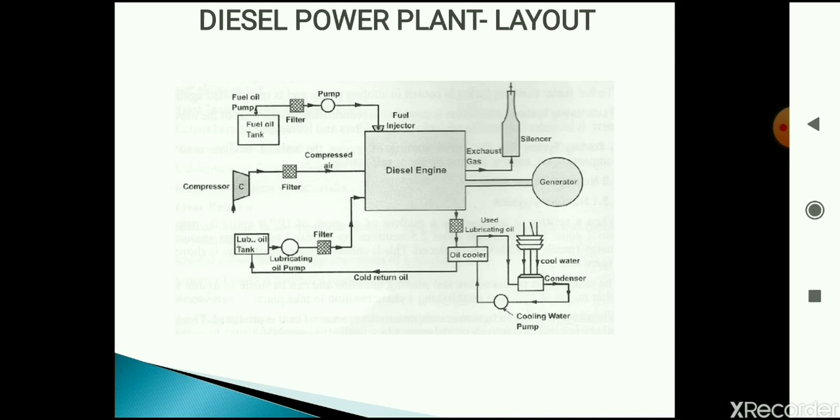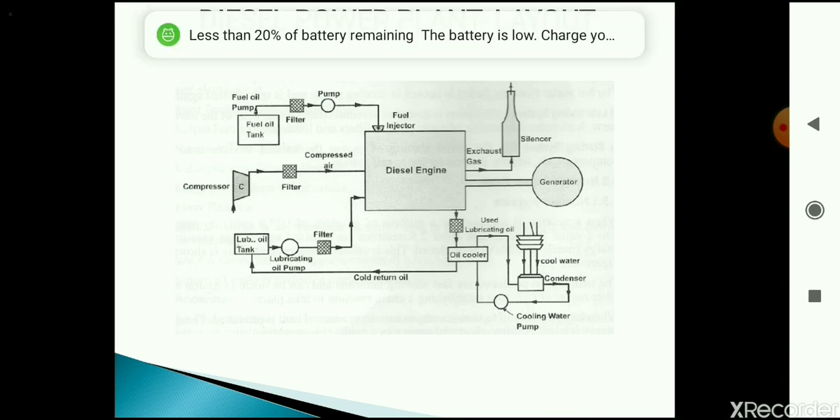Compressed air is supplied to start the combustion with the help of the air compressor. Lubricating oil is supplied with the help of the lubrication oil pump through the filter. This oil, after cooling in the diesel engine, comes out and is supplied to the condenser. The condenser is either air cooled or water cooled. Generally, water cooled condensers are used here.